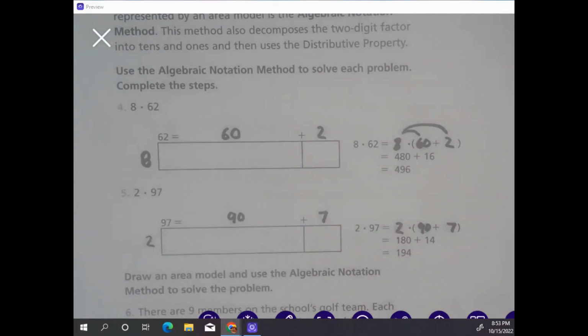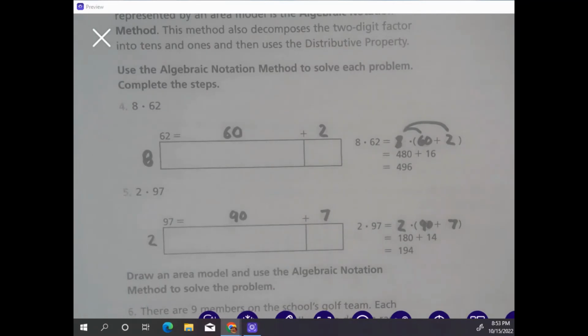Well, that wasn't too bad. I bet you filled those in before I did. Again, we can look and see 2 times 97 is equal to this side, it's equal to this side, and then here we have the answer. 2 times 97 is 194.